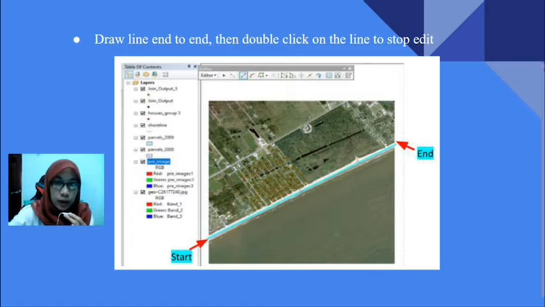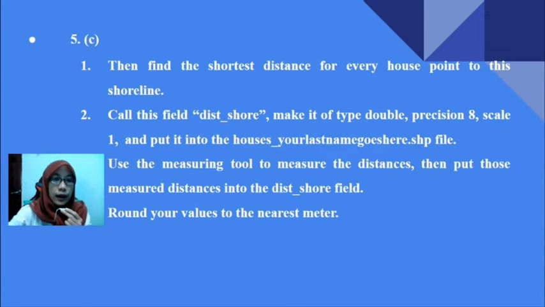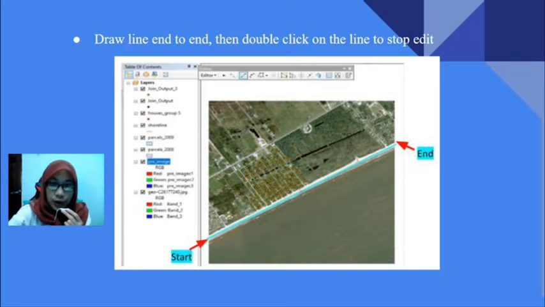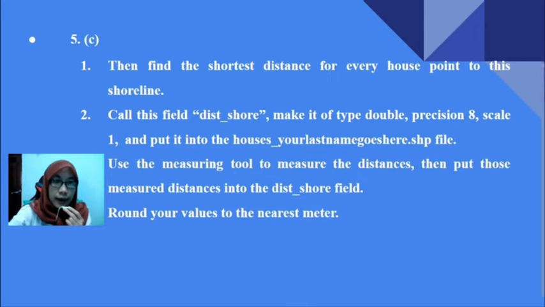Then we need to double click on the line to stop editing. This one shows the distance. After that, the next step is that we need to find the shortest distance for every house point to the shorelines that we already drew here. Then we call this field dis_shore.